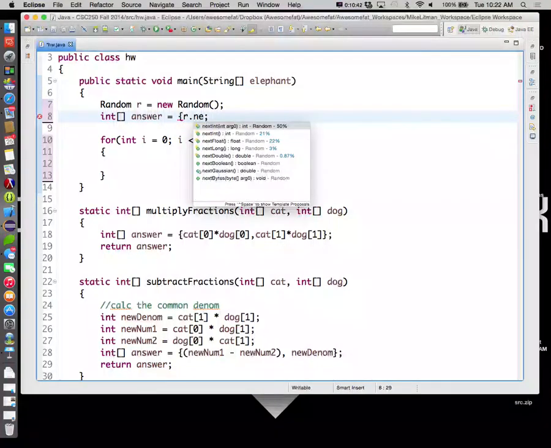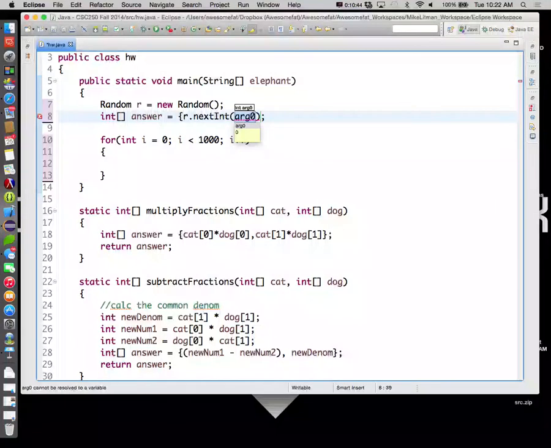So r.nextInt, let's say 100 plus 1. And we'll say this should be a comma. All right, so that's what answer is going to be. It's going to be a random numerator that's not 0 over a random denominator that's not 0. So it'll be a number between 1 and 100.